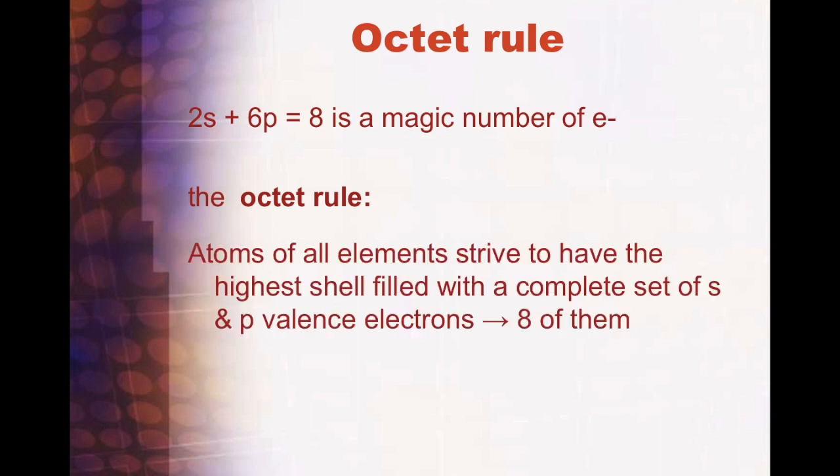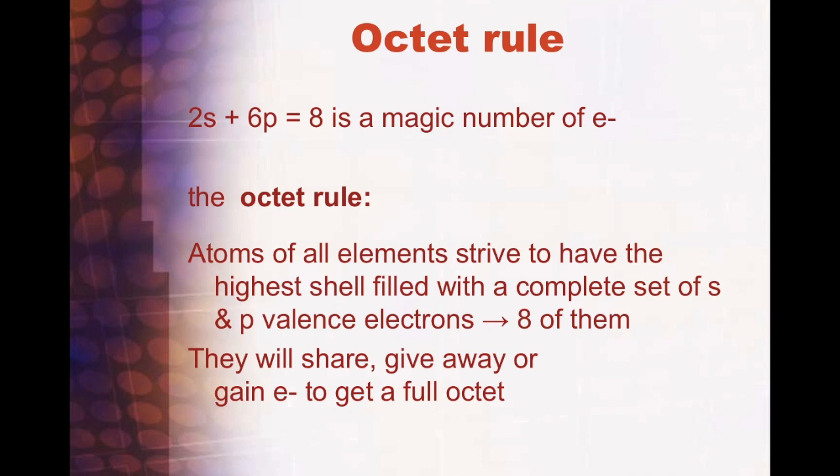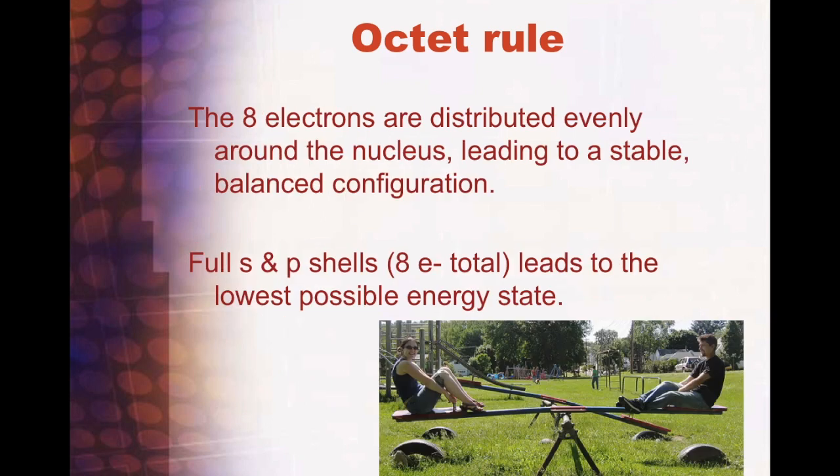According to the octet rule, atoms of all elements strive to have the highest shell filled, or the valence shell filled, with a complete set of s and p electrons, 8 of them in total. They will share, give away, or gain electrons to achieve an octet. When the electrons are evenly distributed around the nucleus, it leads to a stable, balanced electron configuration, kind of like these 2 people on a seesaw. When both of them are on there, the seesaw is balanced. If one of them got off, it would fall to one direction or the other.